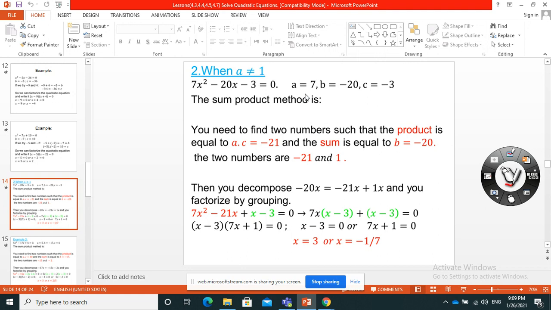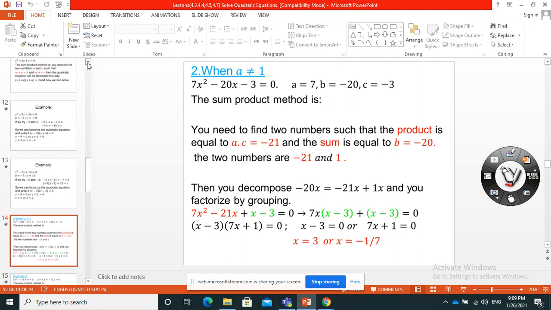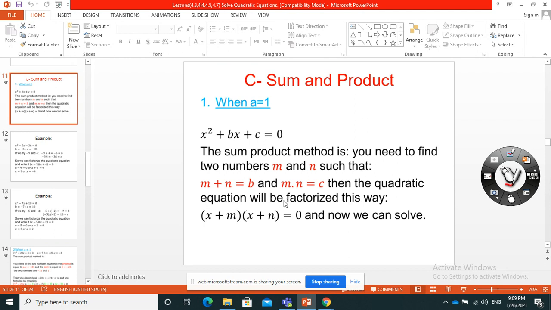It's the same idea as before, but A before was 1. That's why I didn't mention it, since 1 times any number gives the same number. If you look at the preceding method, let me go back. Here, I said the product should be C and the sum should be B. Why? Because A is 1, and 1 times C is C. So that's why I didn't mention A times C. But here we're going to do it this way.